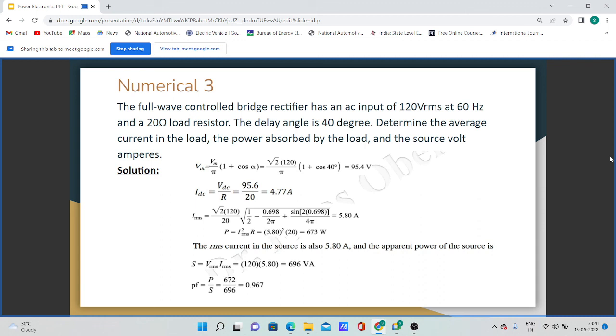IRMS equals Vm upon R, and by putting this value in the expression, as we have seen in previous slides, it is found to be 5.80 ampere. And then the power absorbed by the load, I square R, 5.80 square into 20, is 673 watt. Then the RMS current in the source is also 5.80 ampere.